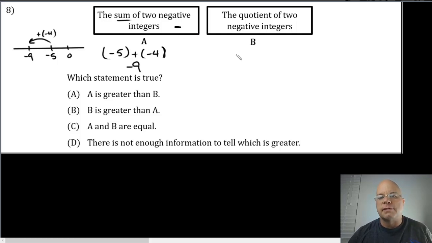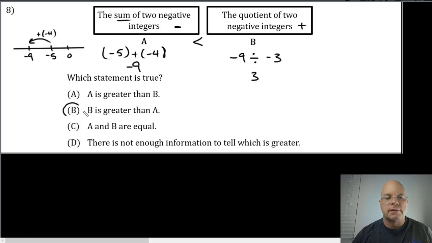The quotient of two negative integers, on the other hand, like -9 divided by -3, will always be positive, because this means how many -3's are in -9. There are 3 -3's in -9, positive 3. So this will always be positive. And if the quantity in box A is always negative and the quantity in box B is always positive, then B is always greater than A. A is less than B, which is the same as saying B is greater than A. That has to be true.